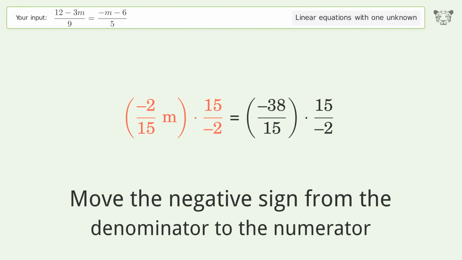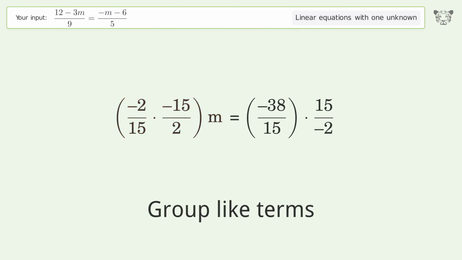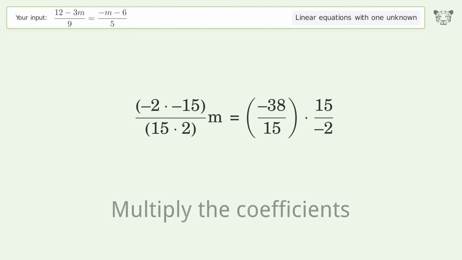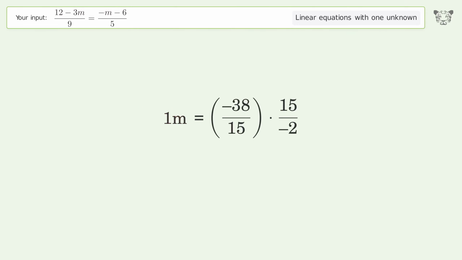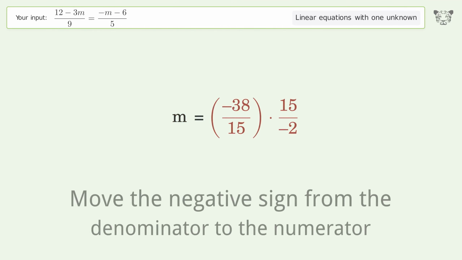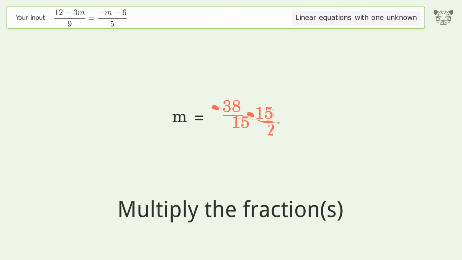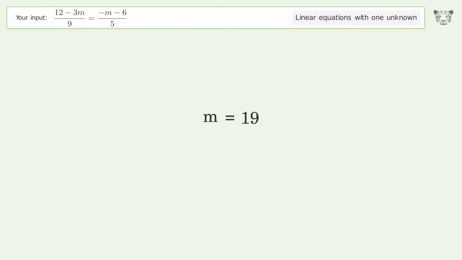Move the negative sign from the denominator to the numerator. Group like terms. Multiply the coefficients. Simplify the arithmetic. Move the negative sign from the denominator to the numerator. Multiply the fractions. Simplify the arithmetic. And so the final result is m equals 19.